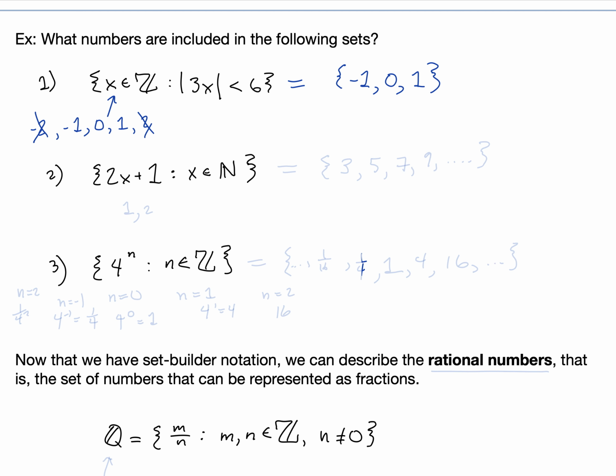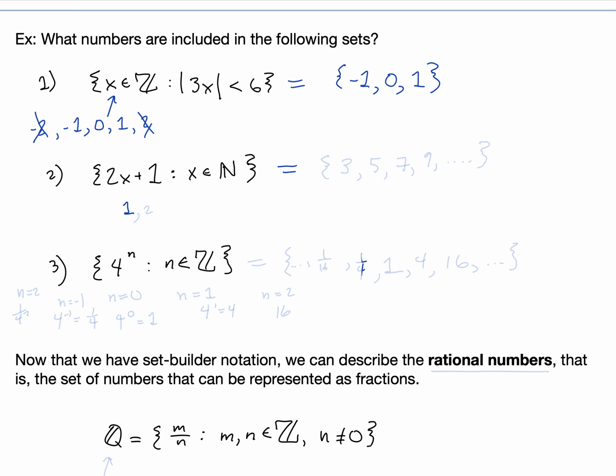How about 2x plus 1, such that x is an element of the natural numbers? So remember, boldface N is the natural numbers. Those are the counting numbers starting with 1: 1, 2, 3, 4, 5, 6, 7, etc. And so what things are in that set? 2x plus 1, such that x is in the natural numbers.